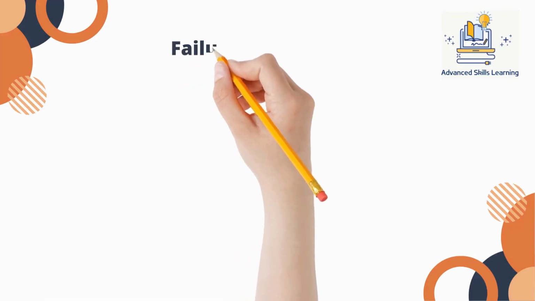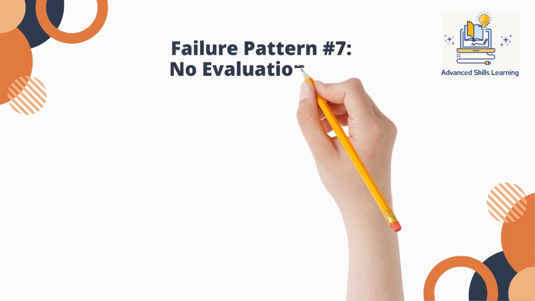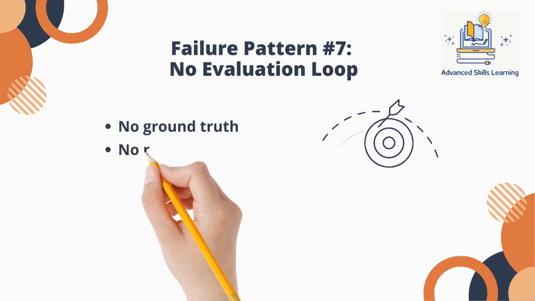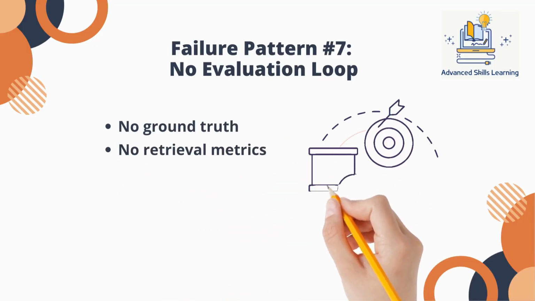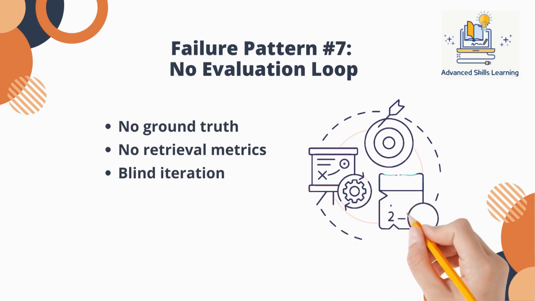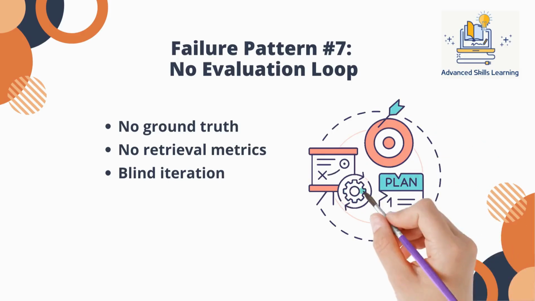Another critical failure pattern is the lack of an evaluation loop. Many teams deploy RAG systems without measuring retrieval quality at all. There is no tracking of precision, recall, or answer faithfulness. Without feedback and metrics, teams are effectively flying blind. The same failures repeat silently as usage grows, making the system harder to debug over time.